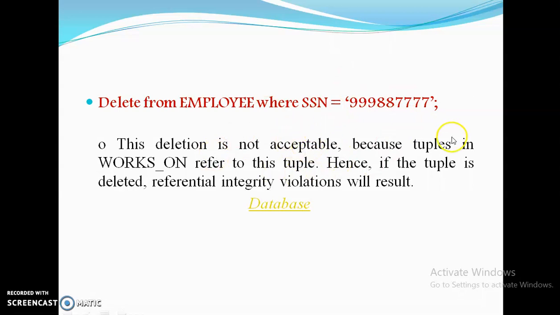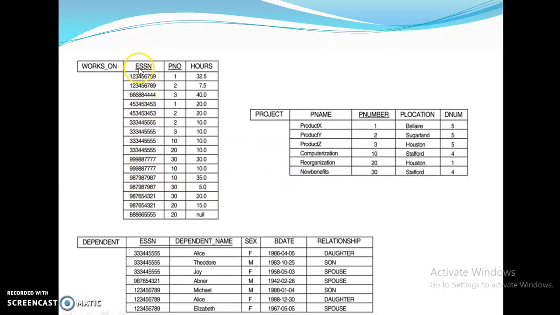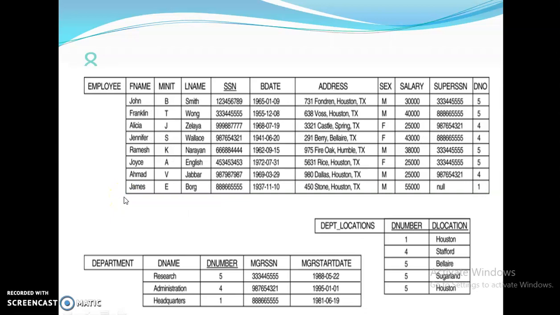So this deletion is not acceptable because tuples in works-on relation are referring to this value from the employee table. That means in the works-on table, this SSN attribute is a foreign key which is referred from the employee table. See here, this is the works-on table. So here there is a SSN. Here there are two tuples which are using this value 99877. So that is referred from this employee SSN. So when you are trying to delete this tuple, it is against the foreign key constraint. So it cannot be done there.